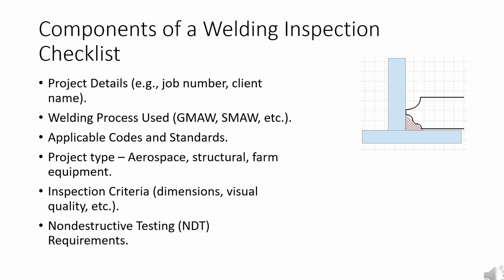3. Applicable codes and standards. Specify the standards required by the project, such as AWS D1.1 or ASME Section 9. 4. Project type. Define what you're building, structural, aerospace, or other applications. 5. Inspection criteria. Include dimensions, visual quality, aesthetics, and whether non-destructive testing (NDT) is required.